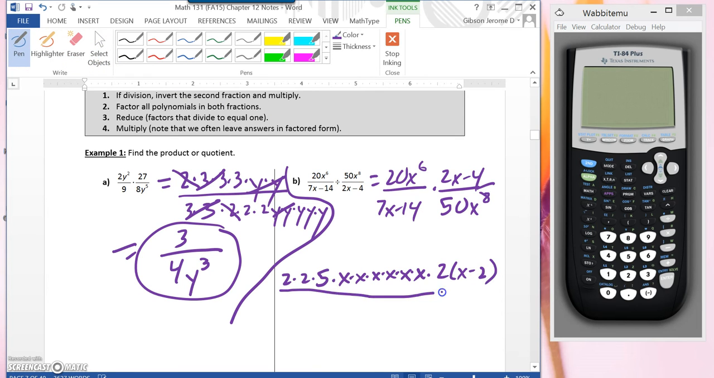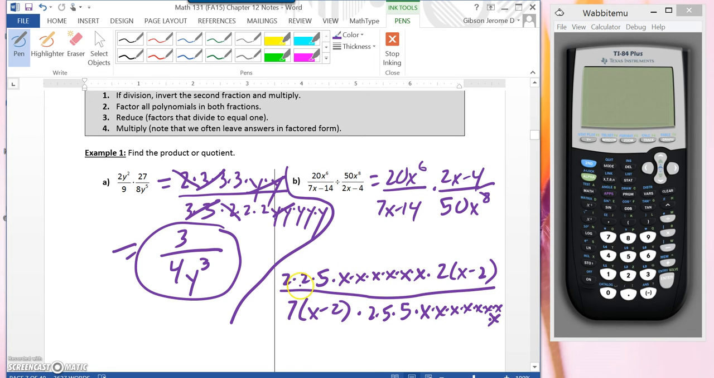So we factored the whole numerator. Now the denominator, we can factor out a 7 here, and we had x minus 2. With 50, 50 breaks down to 2 times 5 times 5. And then x to the 8th, we know we have 8 x's. Okay, so now we simplify.